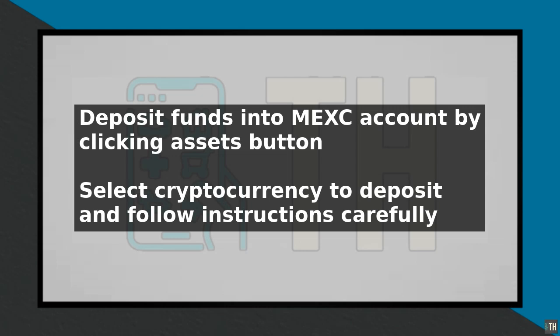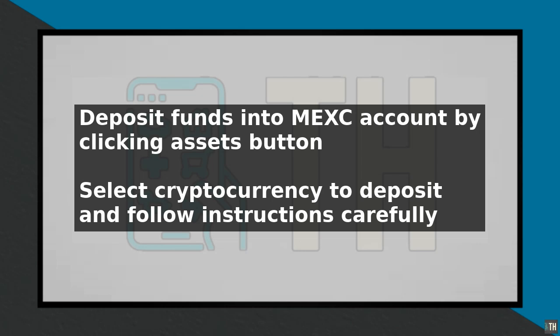Next, deposit funds into your Mexc account. You can do this by clicking on the Assets button, selecting the cryptocurrency you want to deposit, and following the deposit instructions. Make sure to deposit a cryptocurrency that can be used to trade the asset you are interested in.